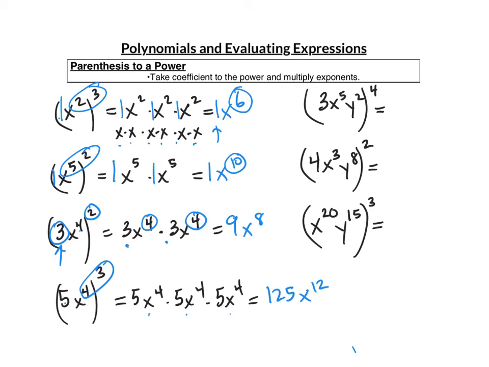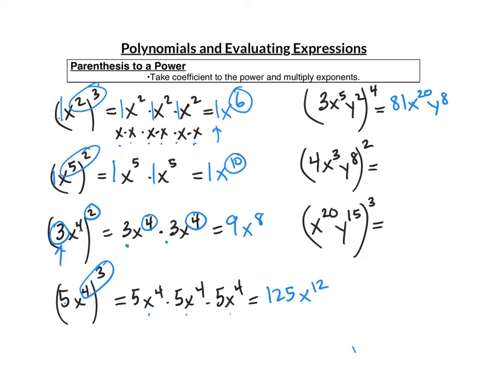Let's look at these examples. 3 to the 4th, 3 times 3 times 3 4 times, I believe that's 81. X to the 5th is to the 4th power. Shortcut, multiply your exponents, x to the 20th. Y squared to the 4th power, well, that would be y to the 8th.